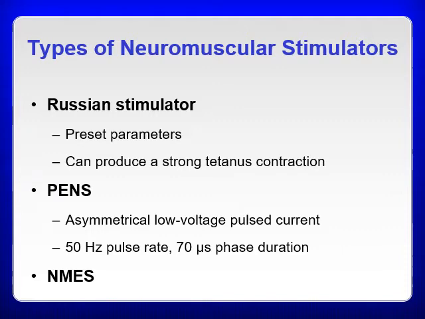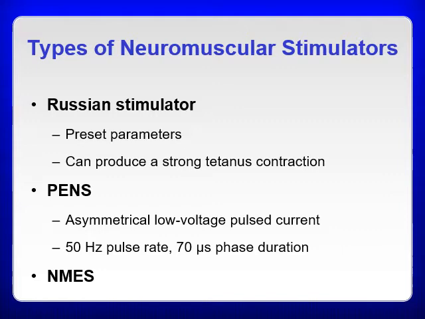So basically, it's an asymmetrical low voltage pulse current. Usually you have a 50 hertz pulse rate and a shorter phase duration. The shorter phase duration allows the amount of discomfort to be less than what you get with normal neuromuscular electrical stimulation. So a person can actually go through functional movement patterns with this type of electrical stimulation on. With most neuromuscular electrical stimulators, it'd be a little harder to do that.